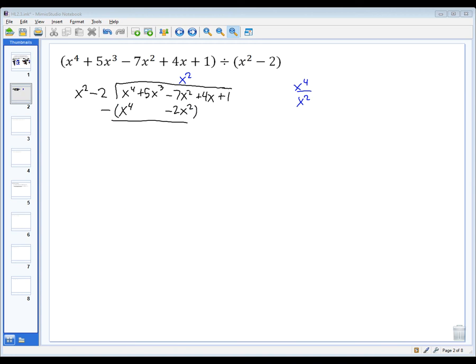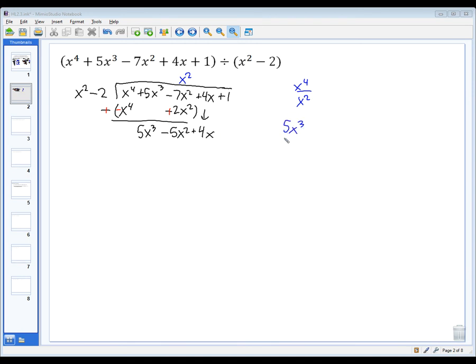Now we're going to subtract. I'm going to change signs again. So x to the fourth minus x to the fourth, that goes away. I now have this 5x cubed. And then I have negative 7x squared plus the 2x squared makes it negative 5x squared. Bring down the next term. And then repeat the process.